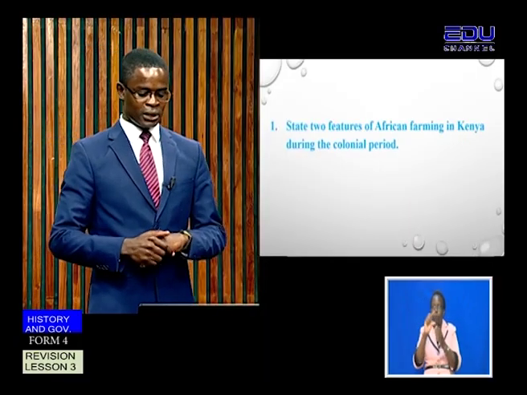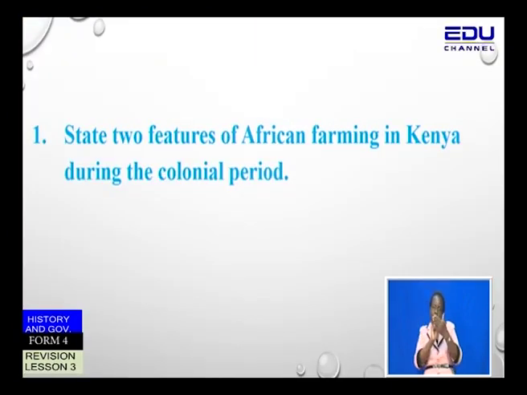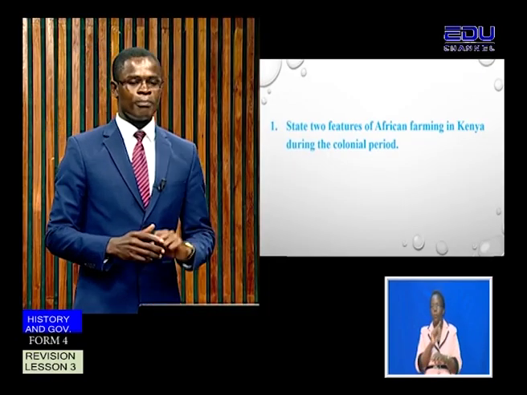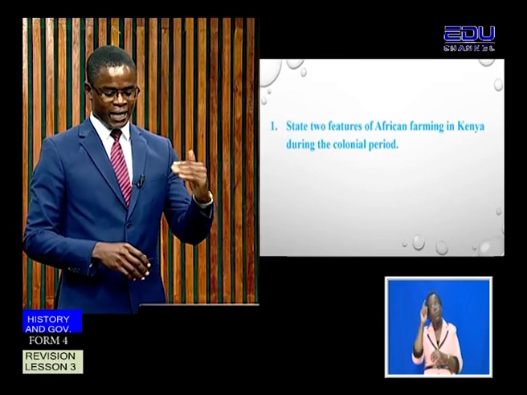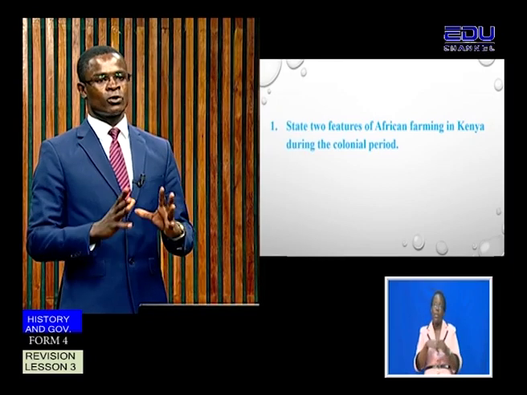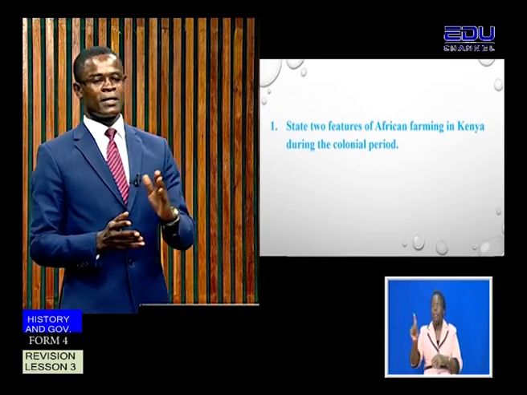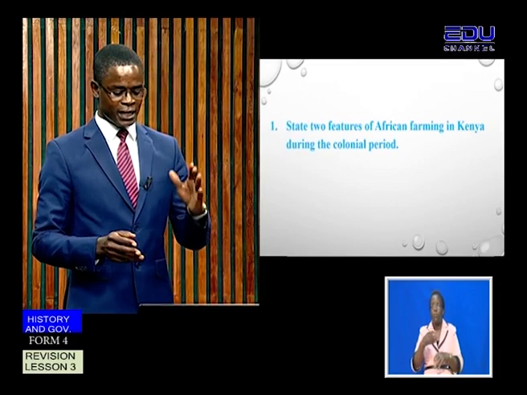For example, if you look at this question, we would underline the following words. You'll underline the word state, you'll underline the word 2, underline features, and then also underline African farming in Kenya. Then the last bit that you're to underline is the colonial period. The reason being that if you don't get to understand this question before you begin the answering process, then you cannot be able to score at all, because you will suffer the fate of giving irrelevant answers.